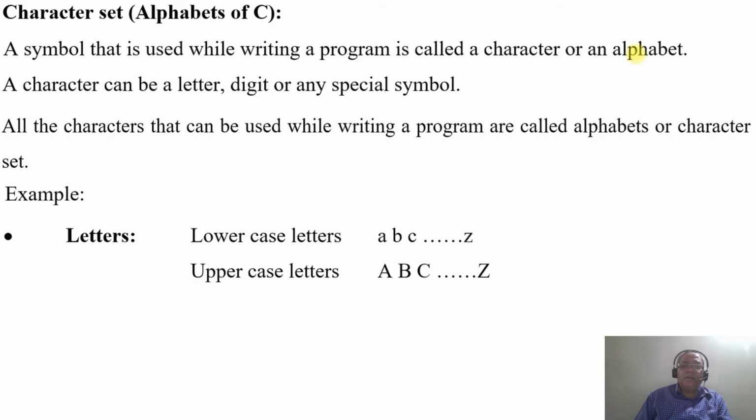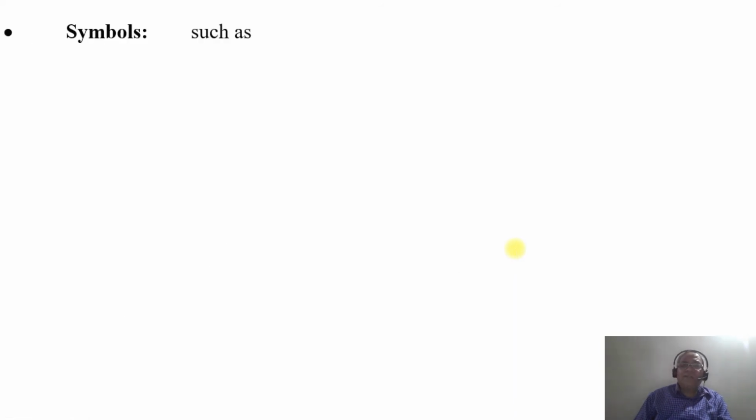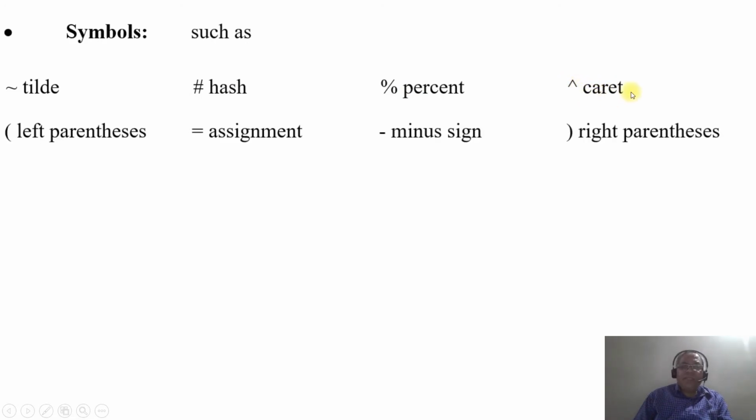For example, we have the letters, lowercase letters from small a to z and uppercase letters from capital A to Z. Then we have digits from 0 to 9 and also symbols such as tilde, the hash symbol, the percentage symbol, and caret, which is the exponential one. Then we use the left parenthesis, and equals, which is assignment. Then you have a minus sign, and a right parenthesis.